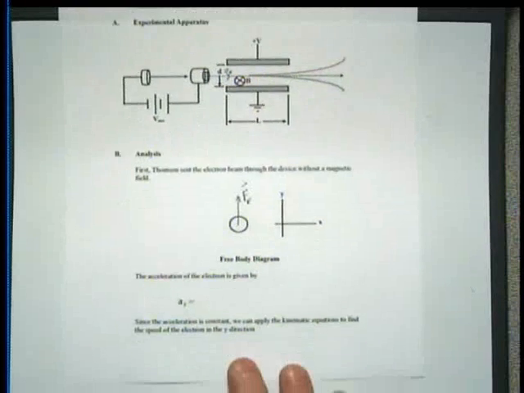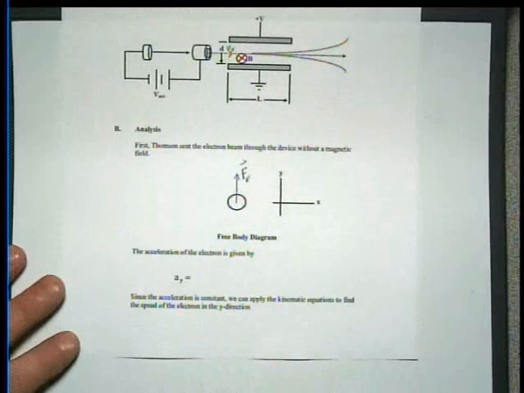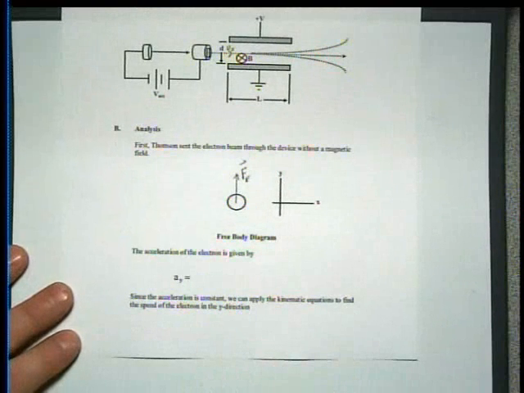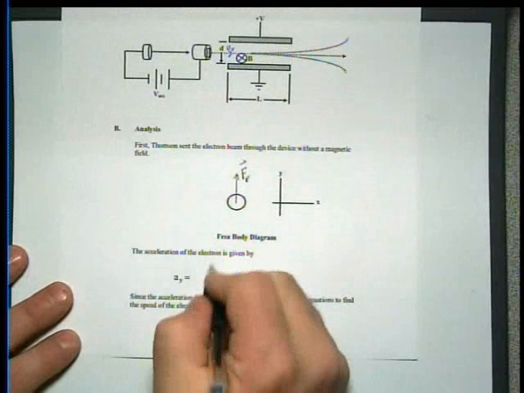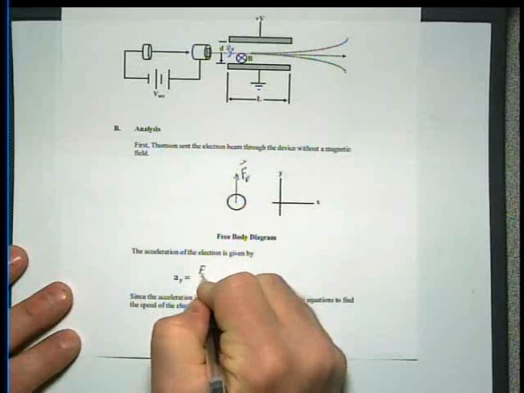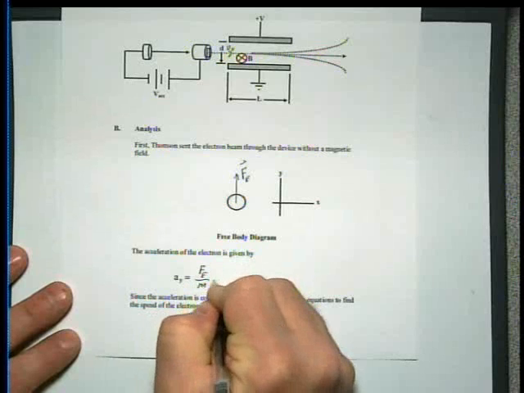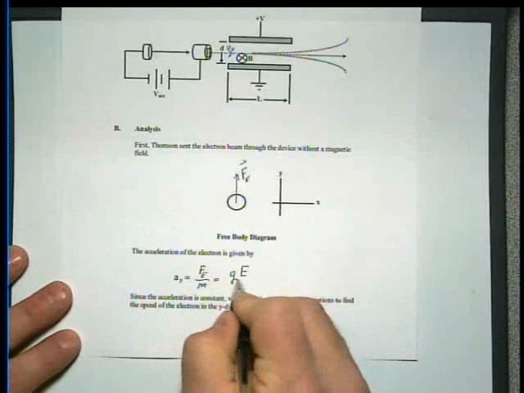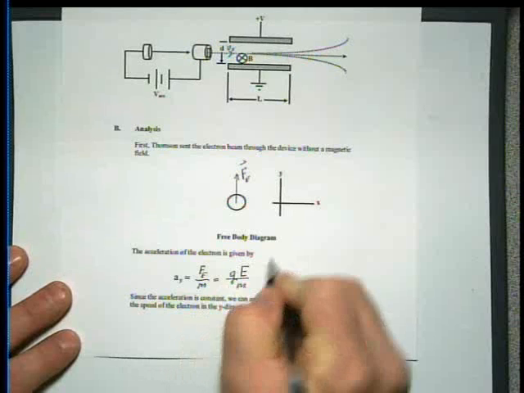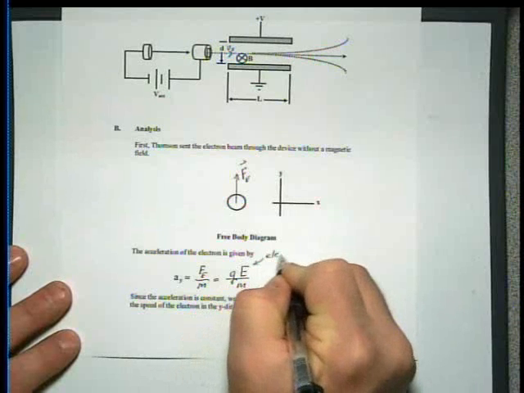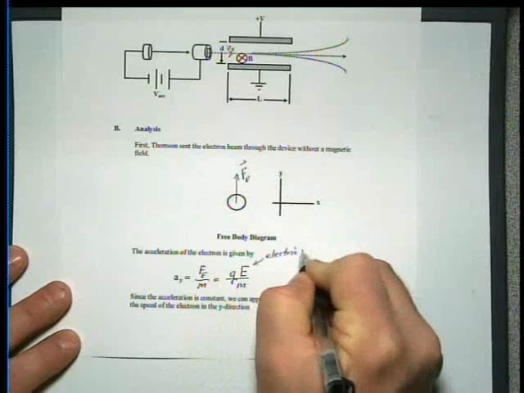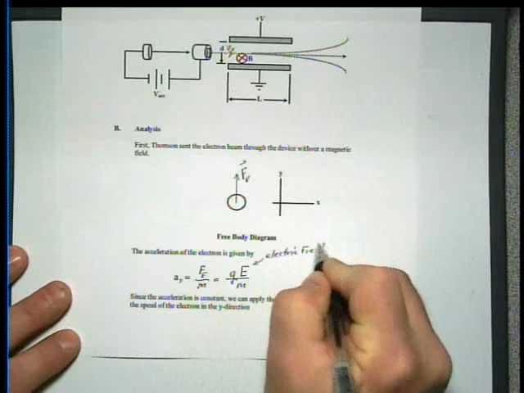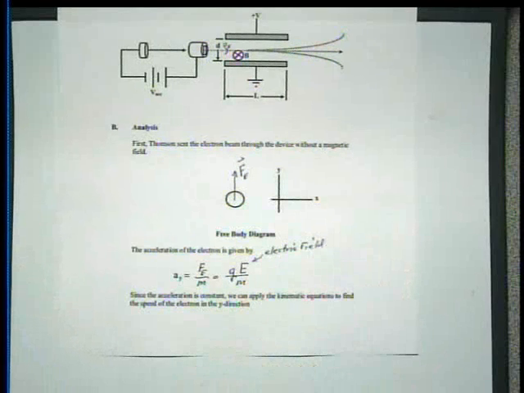So you draw a free body diagram. The free body diagram says that the sum of the forces in y divided by the mass is acceleration. And the force is Q times the electric field. That's not energy, that's electric field. So just Physics 2 and Physics 1.